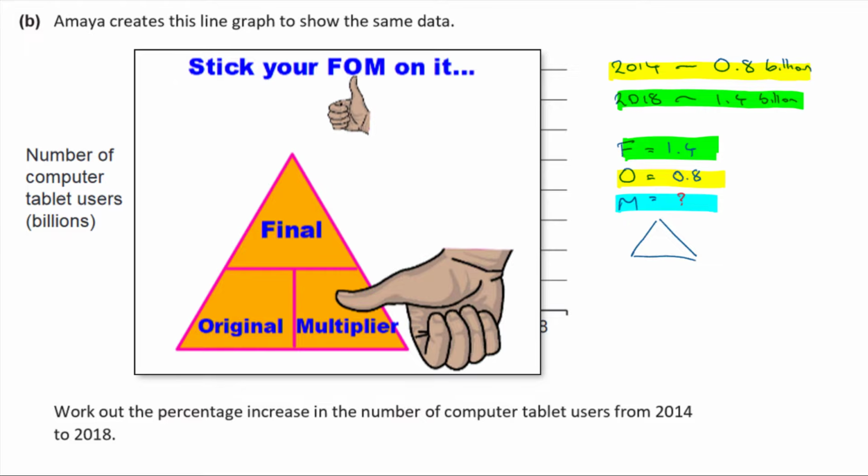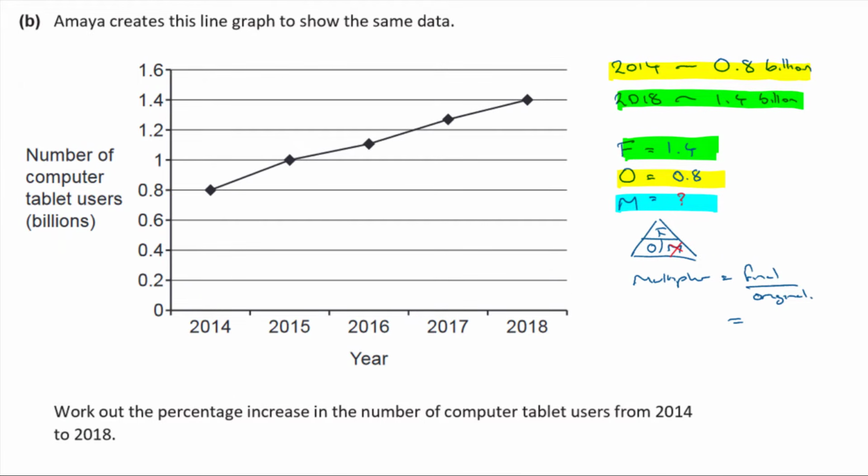So using the triangle FOM, going to cover up the thing that I want to find, which is the multiplier, and then that tells me that the calculation is final over original. So multiplier equals final divided by original. Okay, so subbing in my values, 1.4 for final, 0.8 for original. Not got a calculator here, so how am I going to do this?